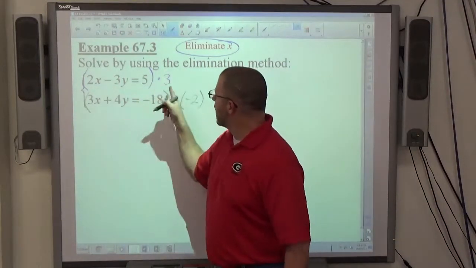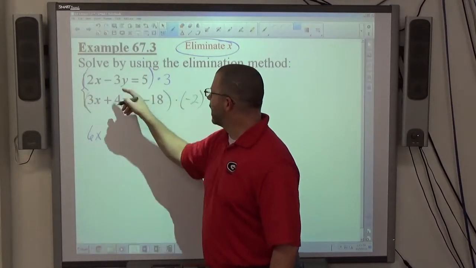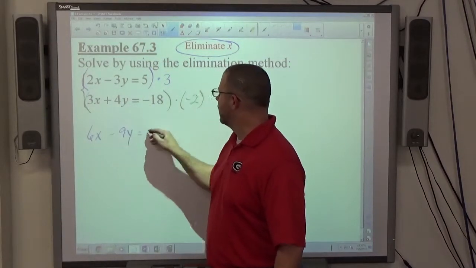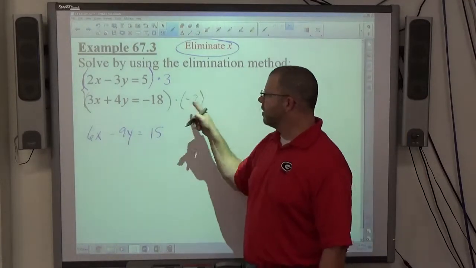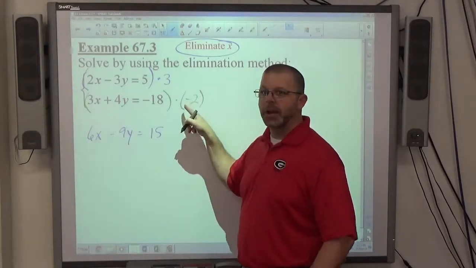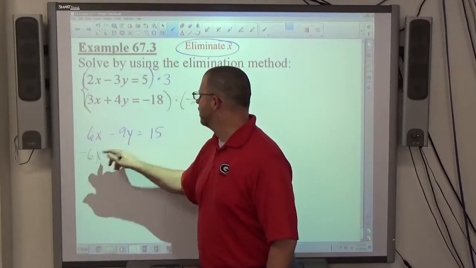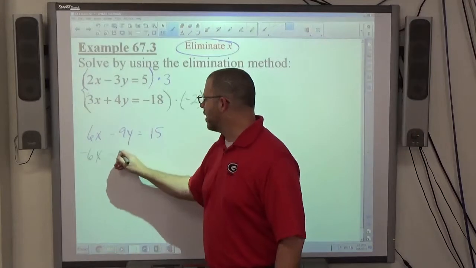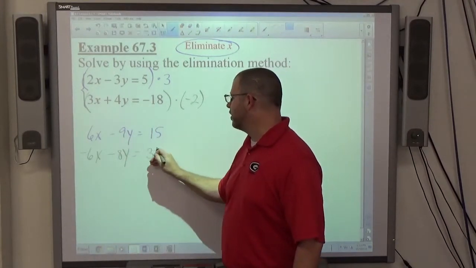So the top equation times 3, everything gets tripled. 3 times 2x is 6x. 3 times negative 3y is negative 9y. 3 times 5 is positive 15. Bottom equation, everything's doubled and multiplied by negative, so the sign changes. Negative 2 times 3x is negative 6x. Negative 2 times positive 4y is negative 8y. Negative 2 times negative 18 is positive 36.